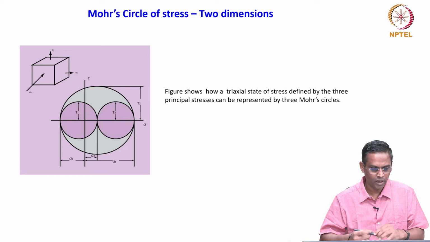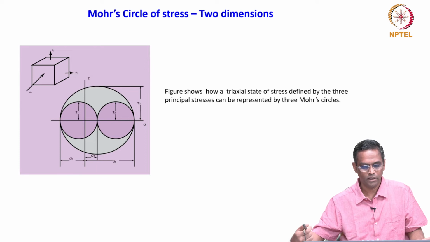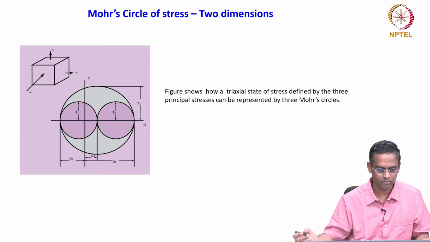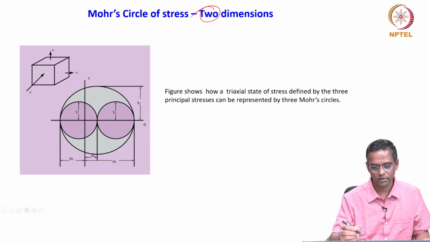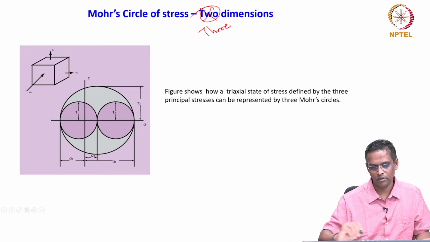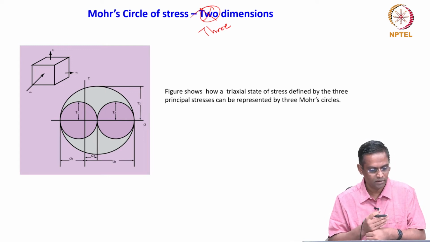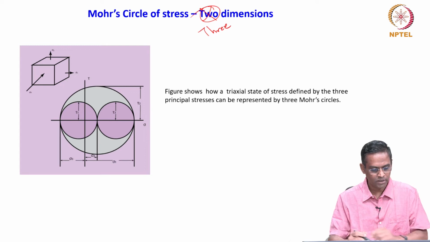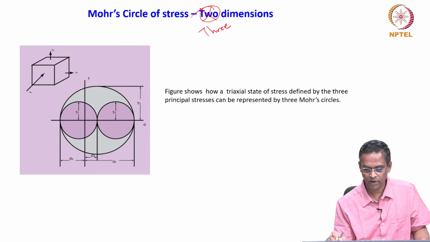So, coming back to the Mohr circle: we have seen it in 2 dimensions, but this is going to be 3 dimensions now. So this is not 2, this is 3. The Mohr circle can also be visualized in 3 dimensions. What you are seeing in this Mohr circle is how a triaxial state of stress, defined by the 3 principal stresses, can be represented by 3 Mohr circles.